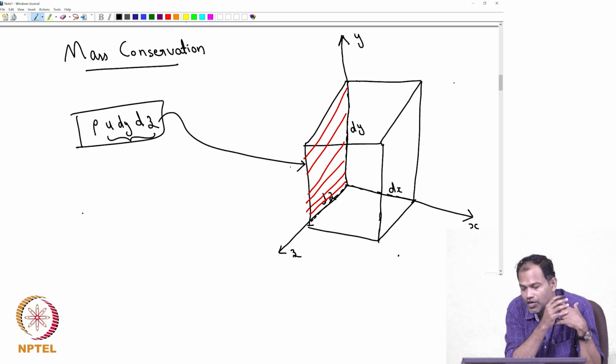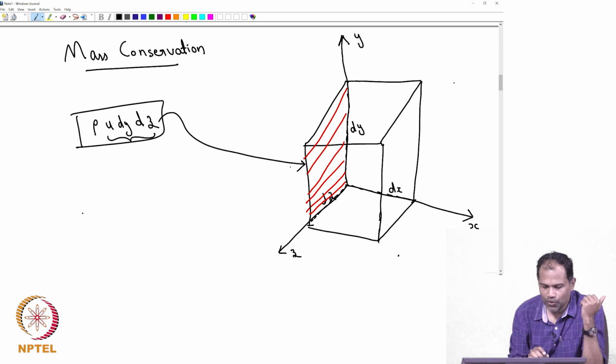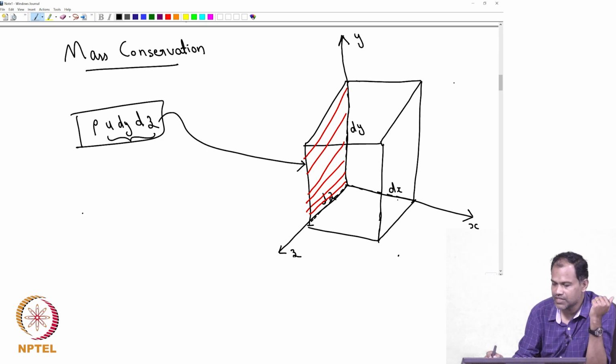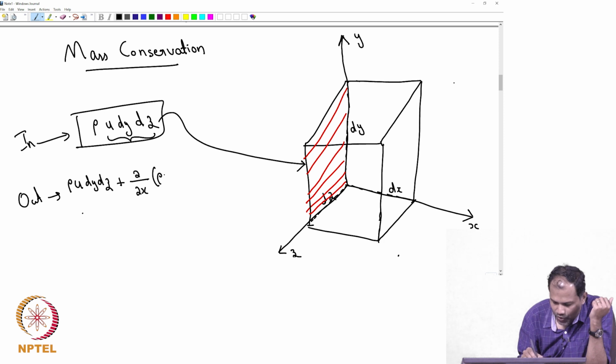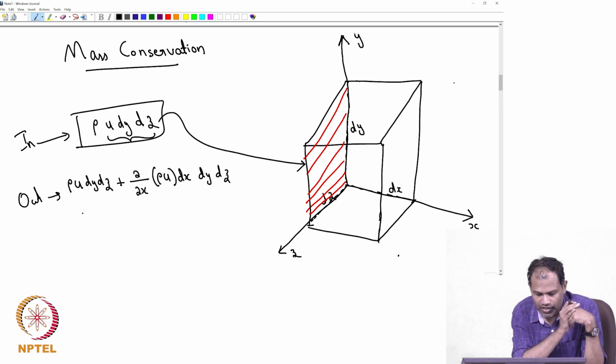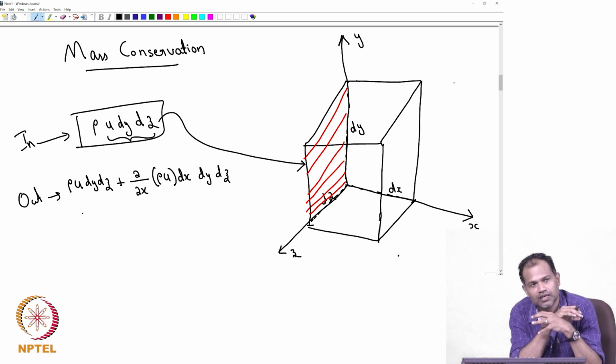Now, I want to write down the mass that is going to leave. In the absence of any other information, the best way to do it is to write it as a Taylor expansion. If rho u times dy dz is entering the left face, then when you move a distance dx, the one which is exiting is going to be rho u dy dz plus del by del x of rho u times dx into dy dz. Remember, the area has not changed. This is nothing but the Taylor series expansion.